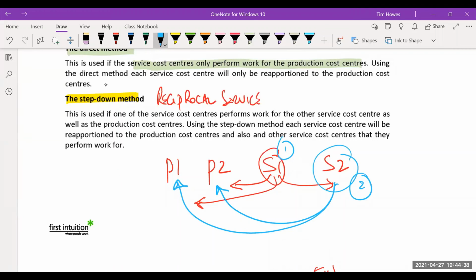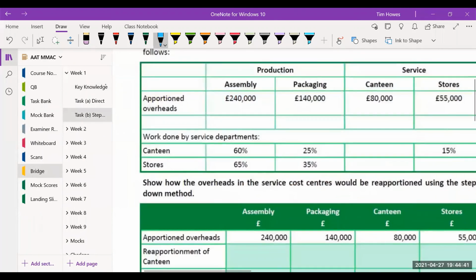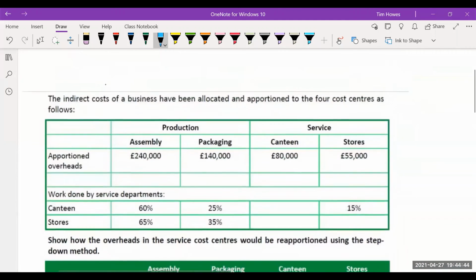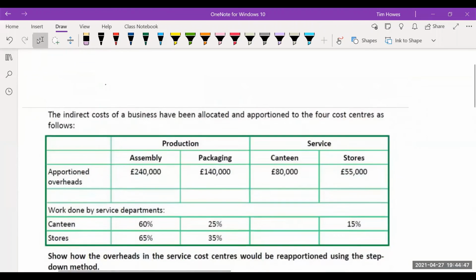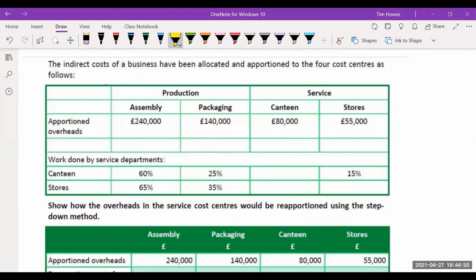Okay, and it's not difficult, and I have a petite example of that for you on the second task that I dished out for this week. Okay, so let's just confirm the outcome of this, and then that's the session. So the indirect costs have been allocated and apportioned to 4 cost centres as follows: production centres, service centres, assembly, packaging, canteen and stores, whatever they want to call them, of course. Now, here are the apportioned and allocated. I'm just going to write that as well, because that's what it said here. So they've been allocated and apportioned.